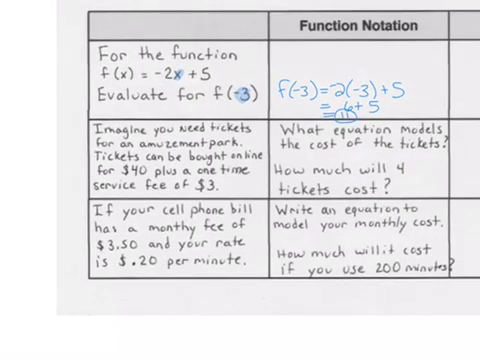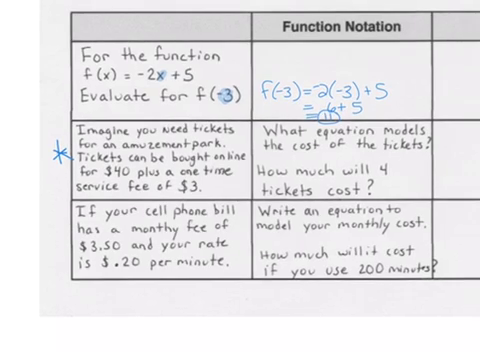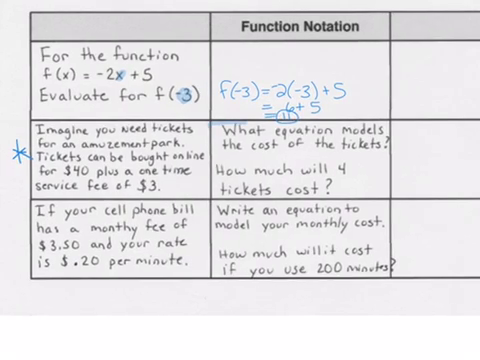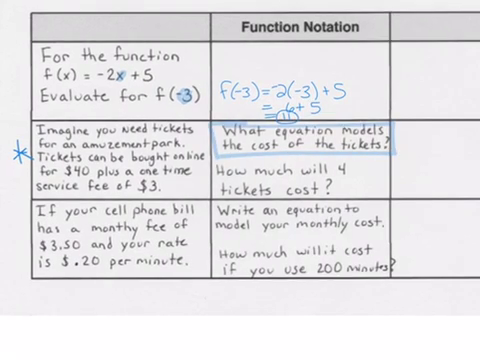Okay, taking a look at the rest of these, we have some word problems. So it says, imagine you need tickets for an amusement park. Tickets can be bought online for $40 plus a one-time service fee of $3. The first thing that they want me to do is come up with an equation to model the cost of the tickets.